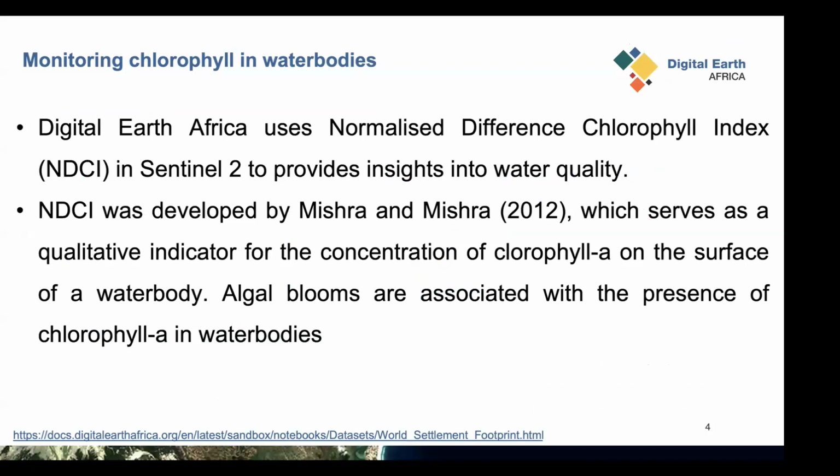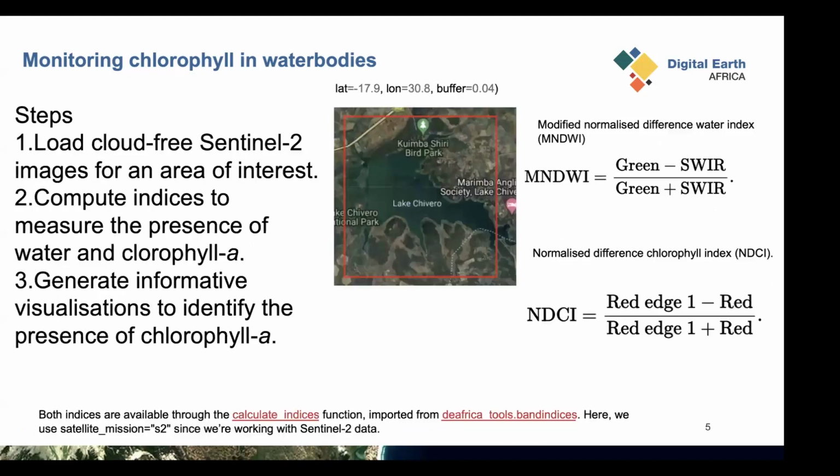From Sentinel-2 at 10 meters, there's an index called the Normalised Difference Chlorophyll Index, which gives you an idea of water quality from space. It was developed from research in 2012 and serves as a qualitative indicator for the concentration of chlorophyll in most water bodies. Most water bodies, as you see, are affected by algae blooms. Some will appear green, some will appear blue. In the context of Digital Earth Africa, we have some examples. This is an example of Lake Chivero in Zimbabwe.